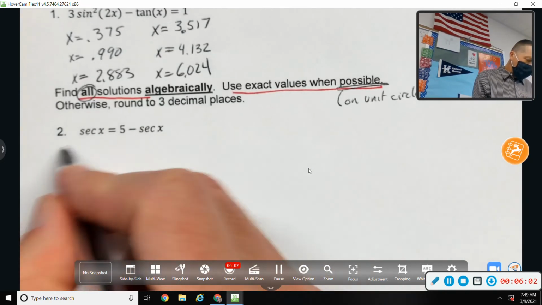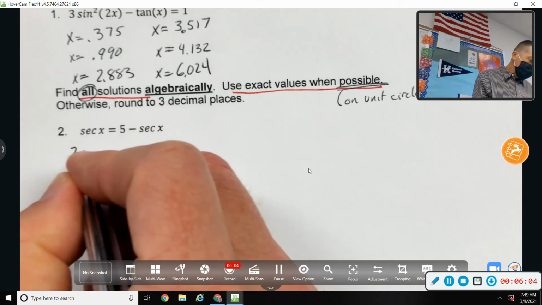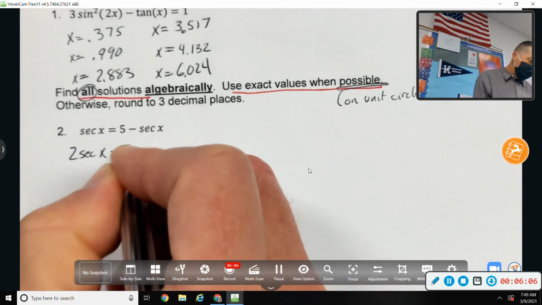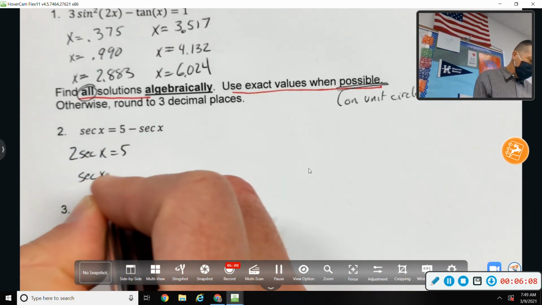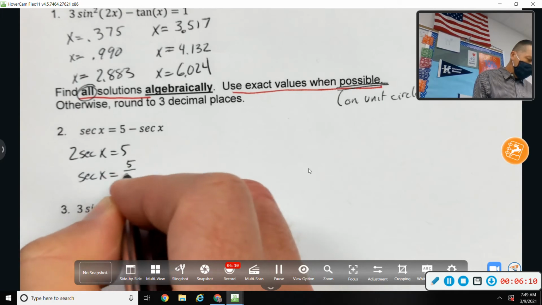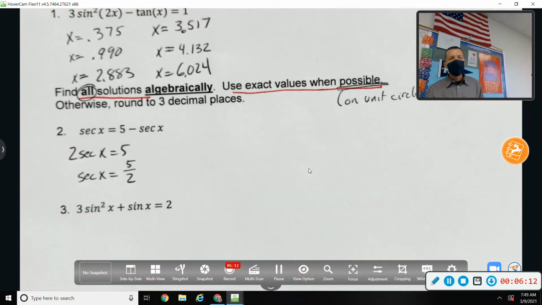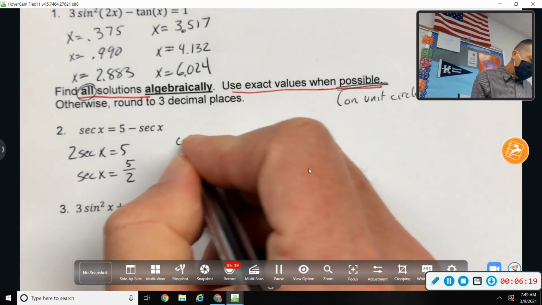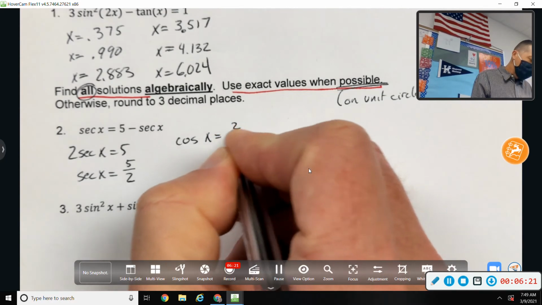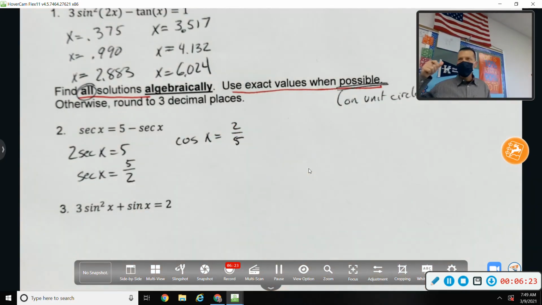All right, here's an easy one, and some of them really are this easy on the test. It's like we spend all our time doing the really complicated factoring and substitution stuff, and some of them are just that easy. Except that secant, I don't really like that. So let's change that to cosine. So when we flip secant, we get cosine, and then we flip the other side, we get 2/5.